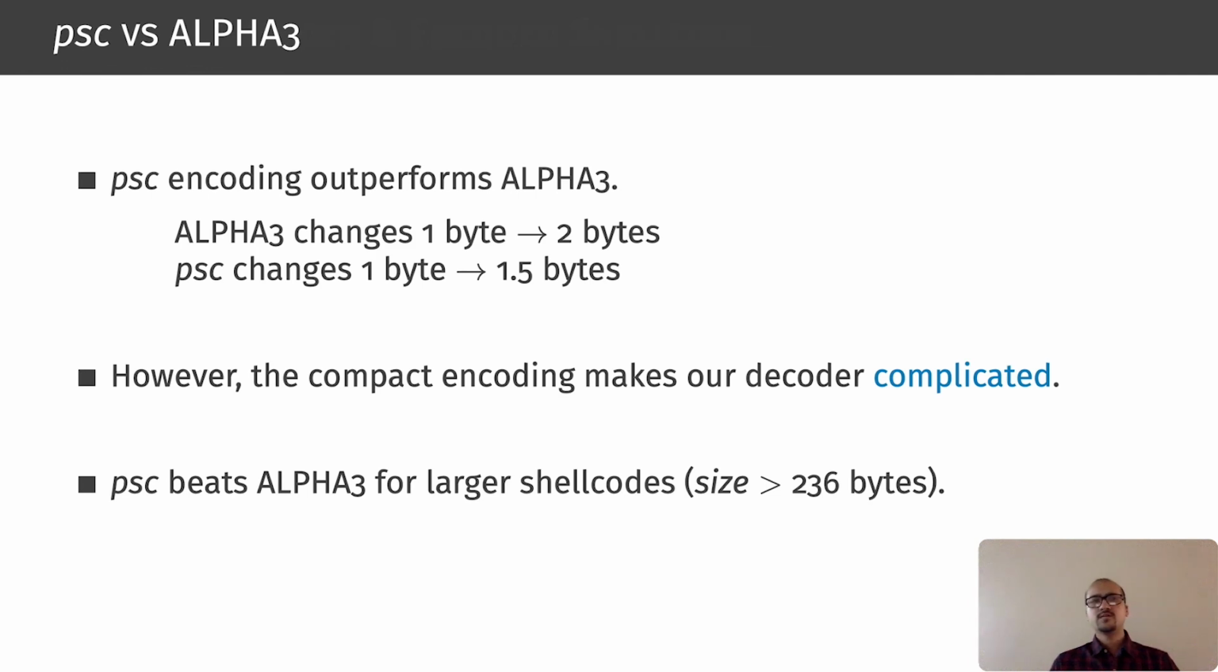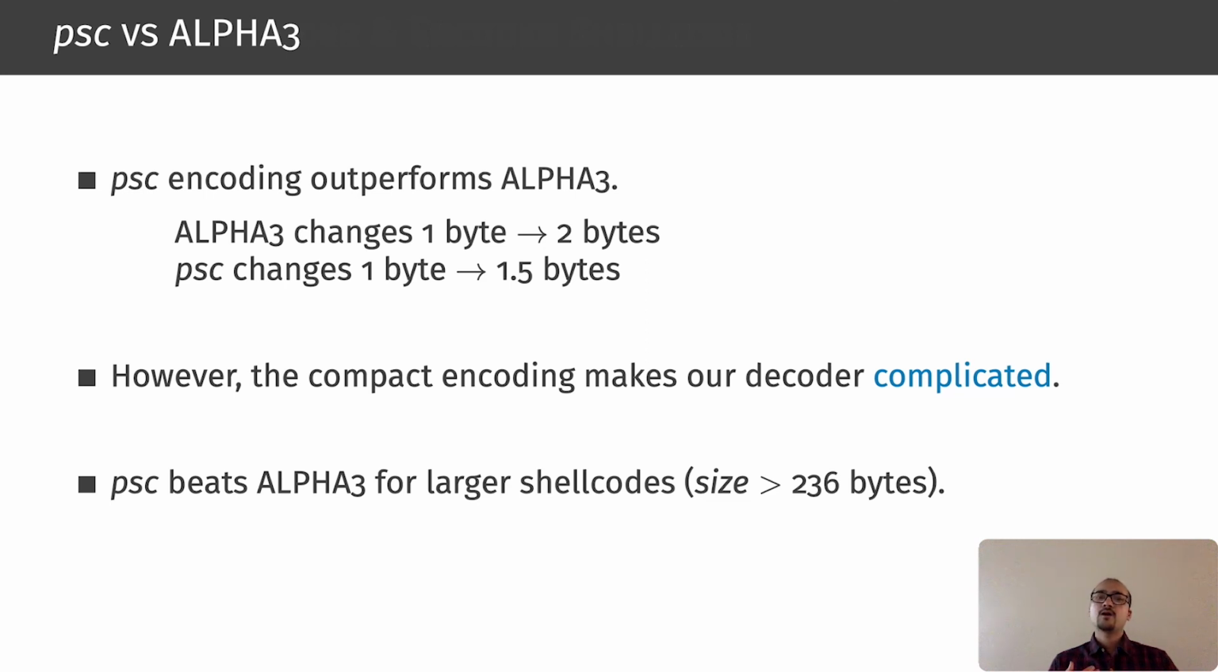A quick note regarding Alpha 3. Alpha 3 is a tool that can produce alphanumeric shellcodes given any binary shellcode. The overhead here is that a single byte is transformed into 2 bytes. However, note that PSC changes every byte into 1.5 bytes. So PSC does perform better as compared to Alpha 3.